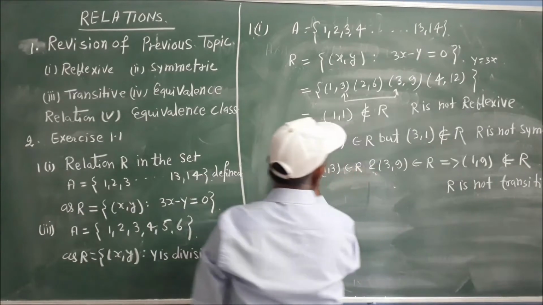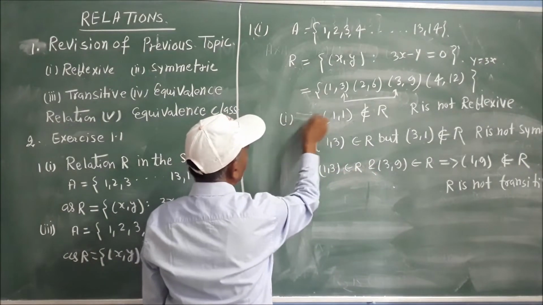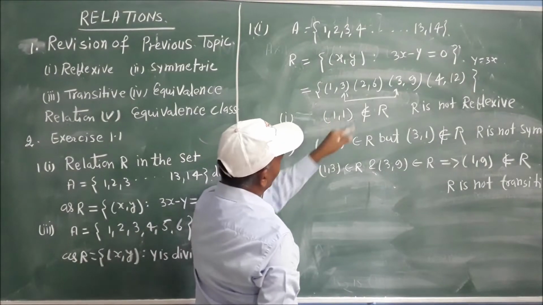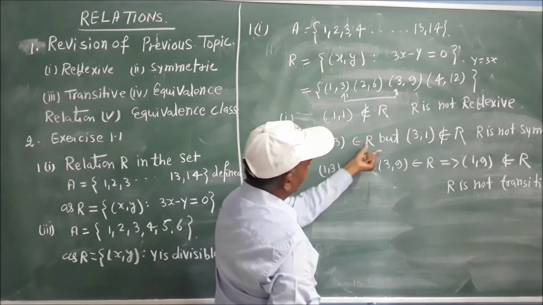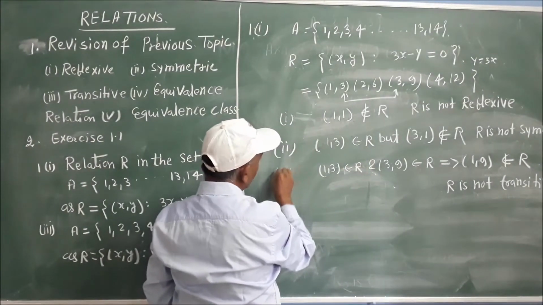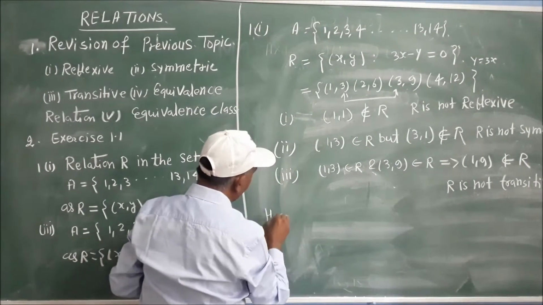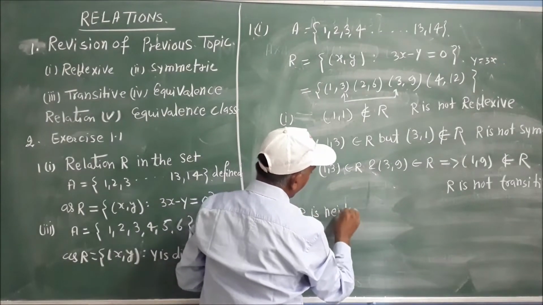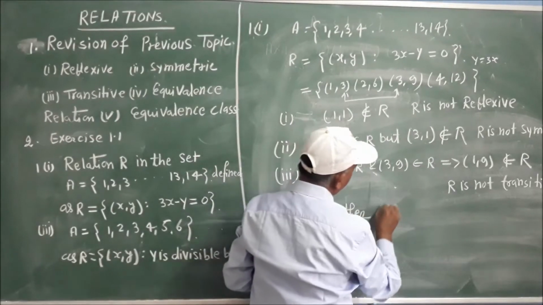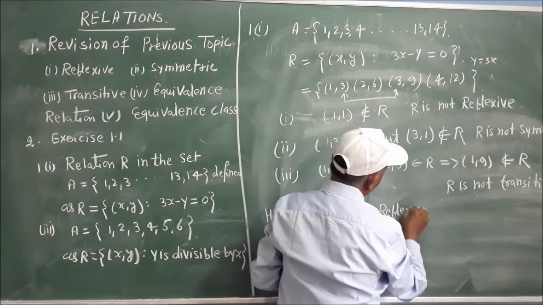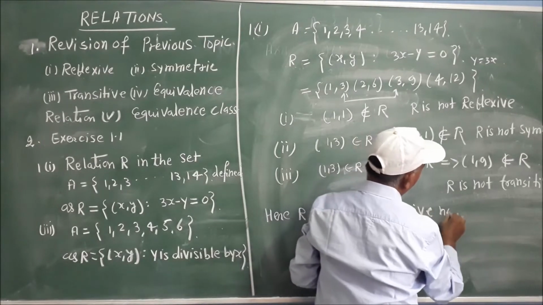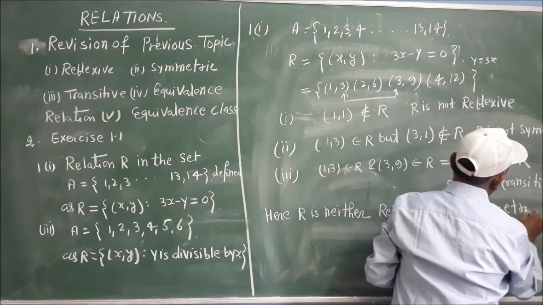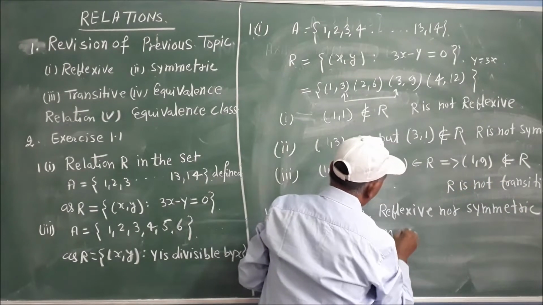So we have checked that first step, R is not reflexive, second step, R is not symmetric, and third step, R is not transitive. So here we can conclude that relation R is neither reflexive nor symmetric nor transitive.